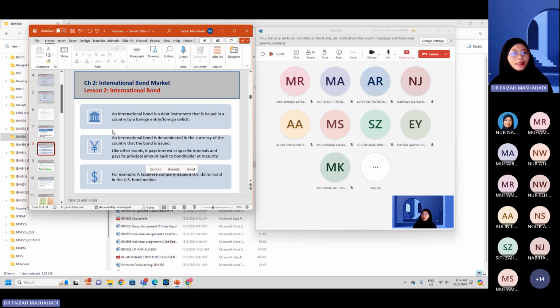By definition, international bond is a debt instrument. So we are talking about debt instrument. It's still a debt instrument, domestic or international or global, whatever. It is a long-term debt instrument that is issued in a country by a foreign entity or foreign deficit. So can you please give example of a foreign entity in Malaysia? Foreign company in Malaysia.